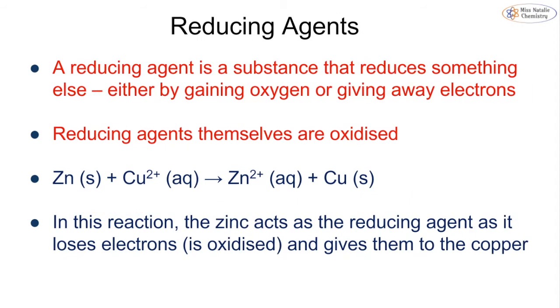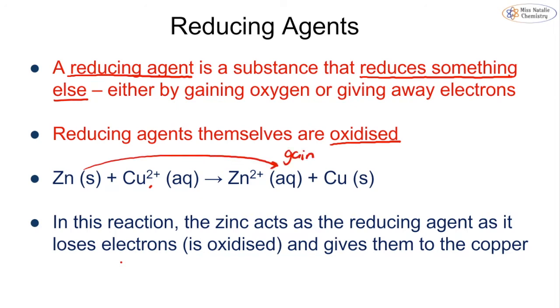Now we can also look at this from the other perspective, and we can look at a reducing agent. A reducing agent is a substance that reduces something else. Okay, and it does this either by gaining oxygen or giving away electrons. So reducing agents themselves are oxidized. So in this case, our zinc is acting as a reducing agent because our zinc is going to lose electrons when it becomes a zinc ion.